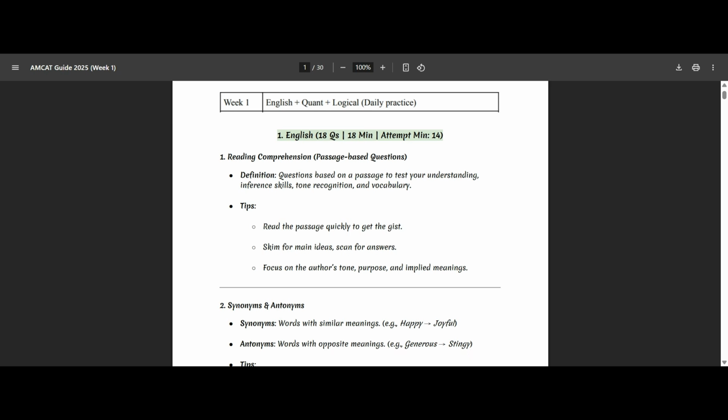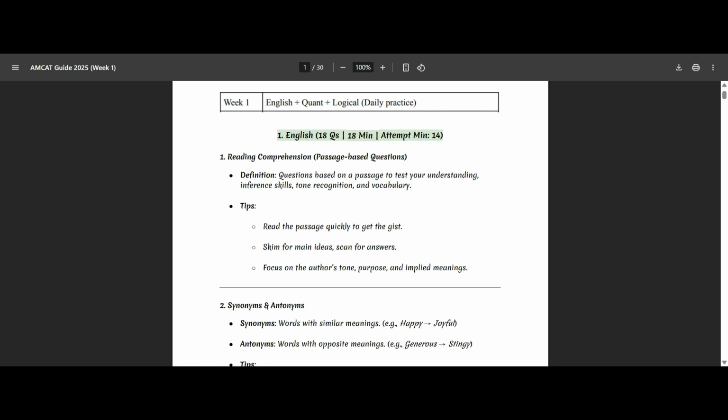Now, this AMCAT is a computerized test, okay? Timed, just like you have timed online exams. Similarly, AMCAT will also be a timed online exam, and every section will have a specified time bound. Now it's upon you to ensure that you complete all the sections in the allocated time in order to gain the best marks.